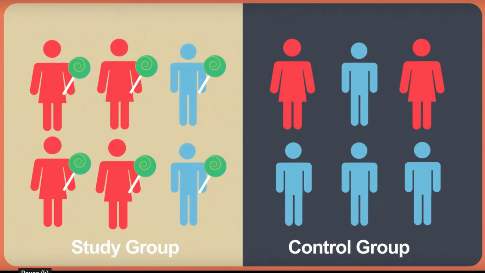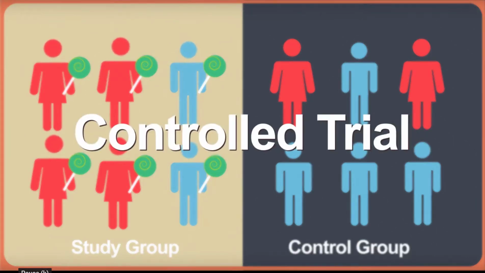And as long as we kept everything else the same, like the time of day, we can be more sure that it's the candy that had an effect. The kids that didn't get the candy comprise what's called a control group, and this study design would be a controlled trial.